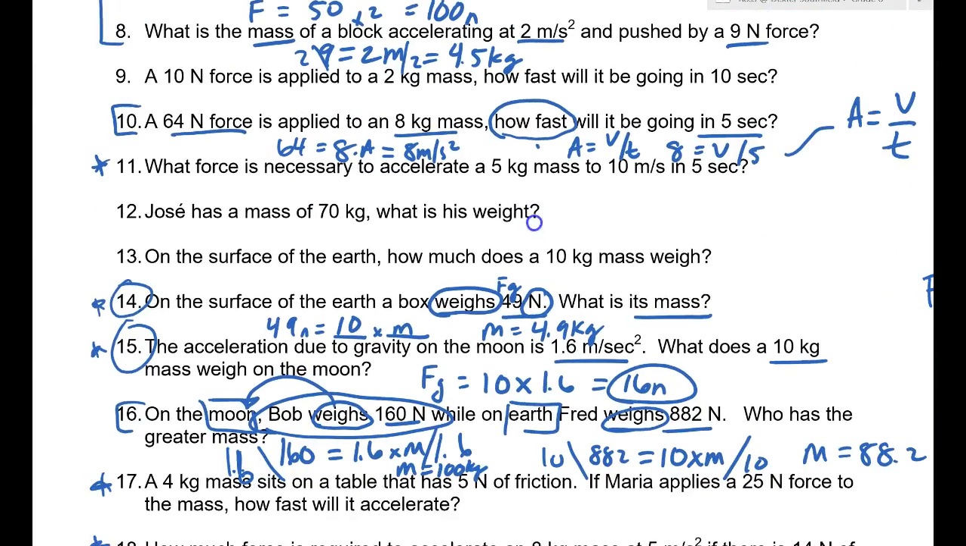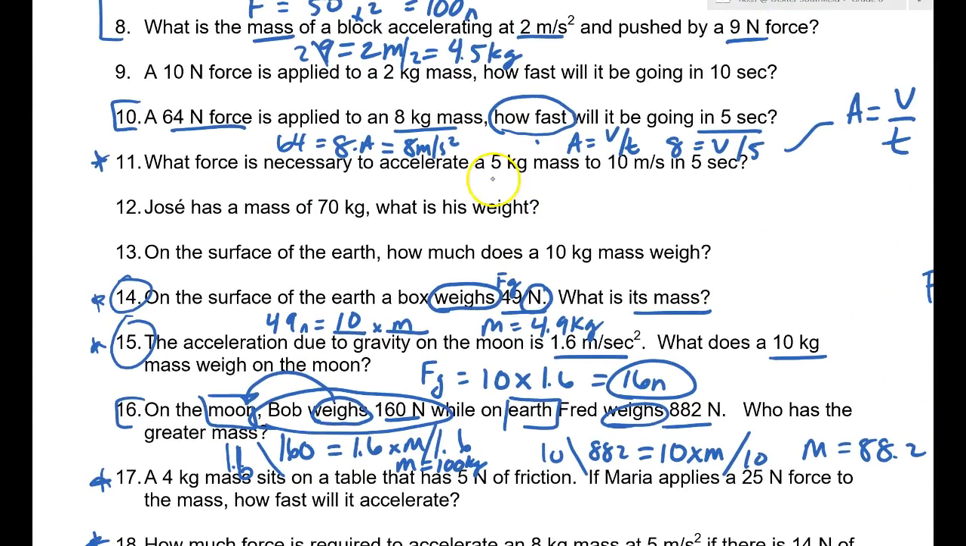So number 11, what force is necessary to accelerate a 5 kilogram mass to 10 meters per second in 5 seconds? If we set this up like normal, F equals m times a, with m equal to 5. Do we have a? No. This is a velocity. This is a time. So we need to do something before we can start solving for force. We need to find acceleration.